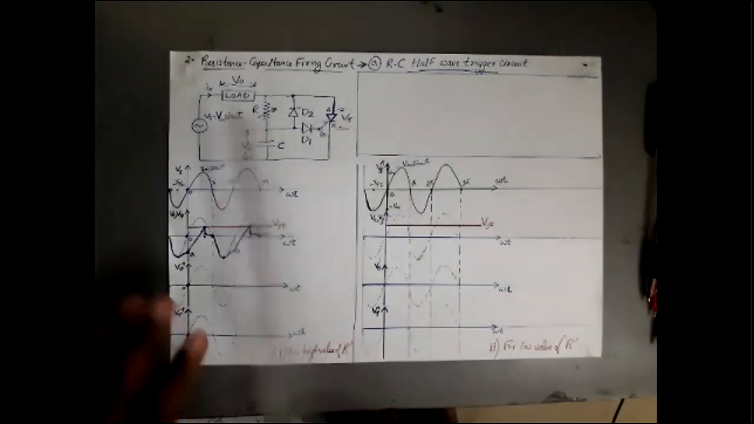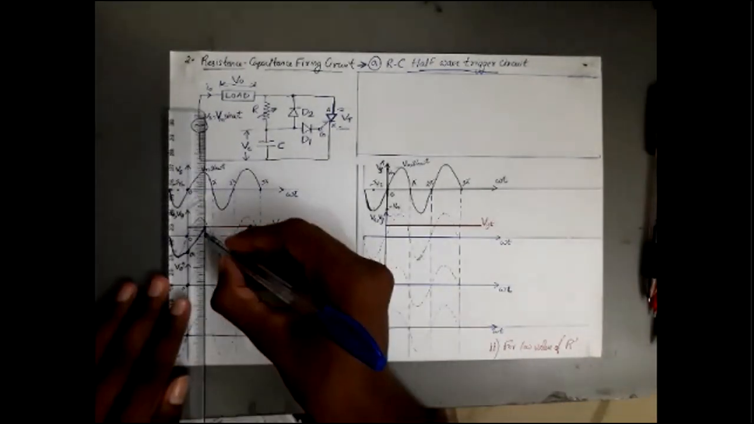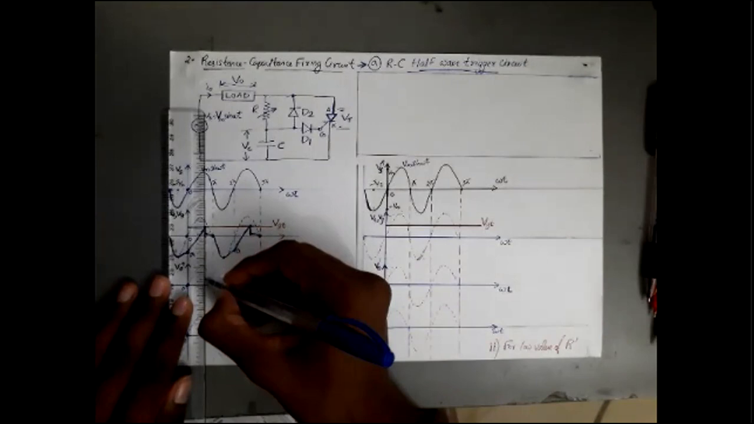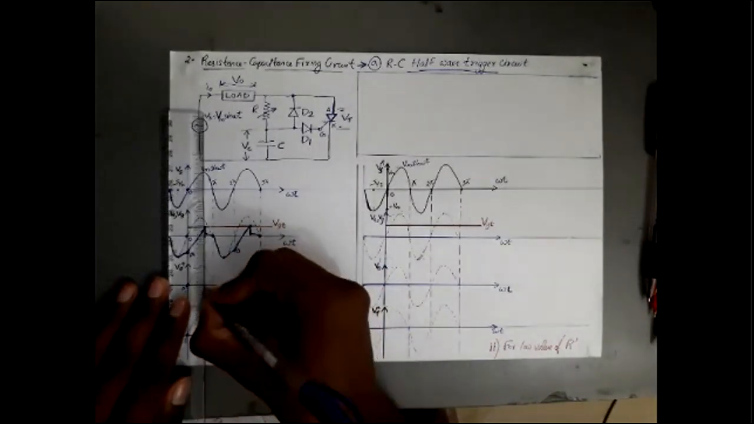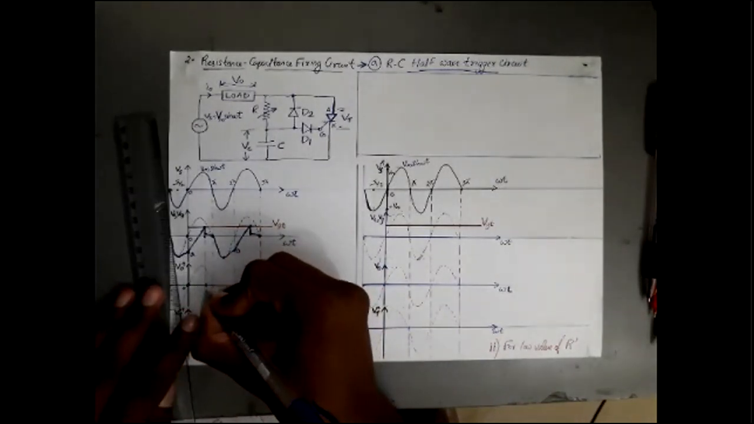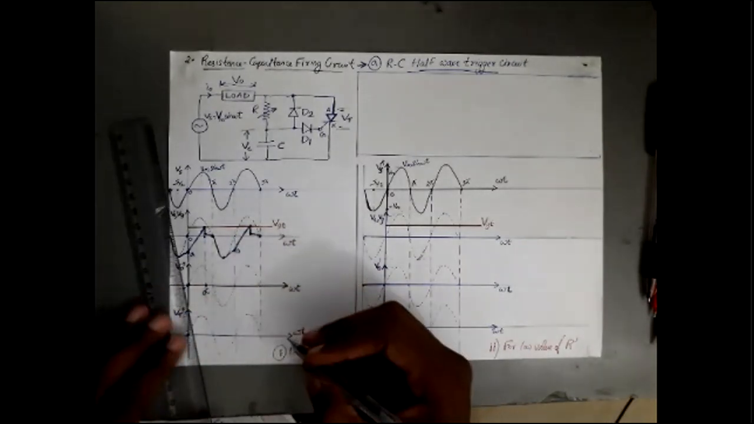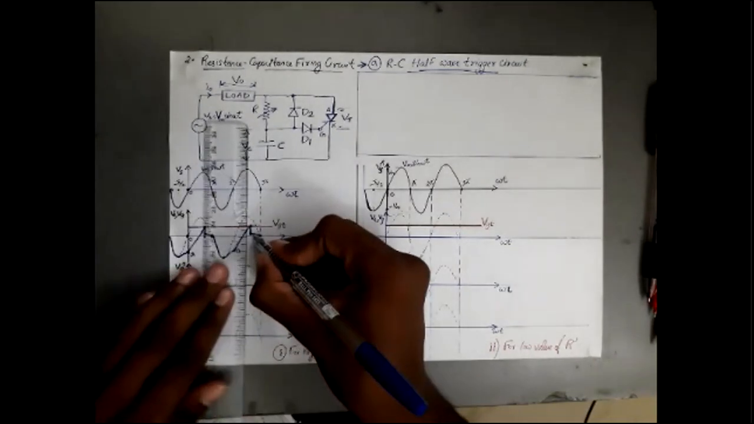So draw dotted lines downwards. That is the point omega t equal to alpha, the alpha at which my SCR got triggered. SCR got triggered at this point.